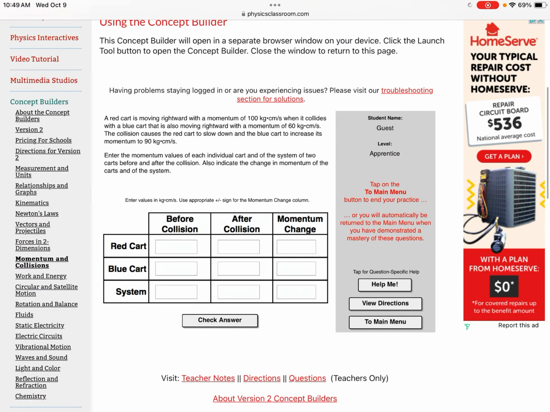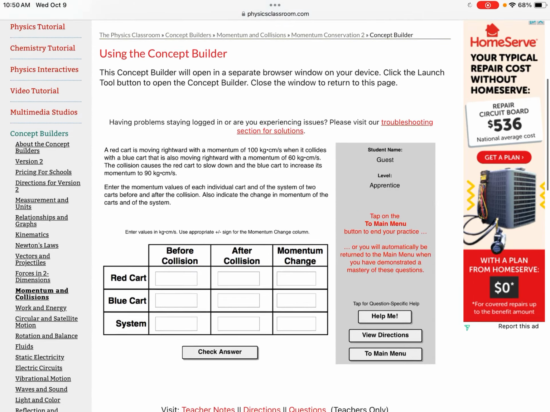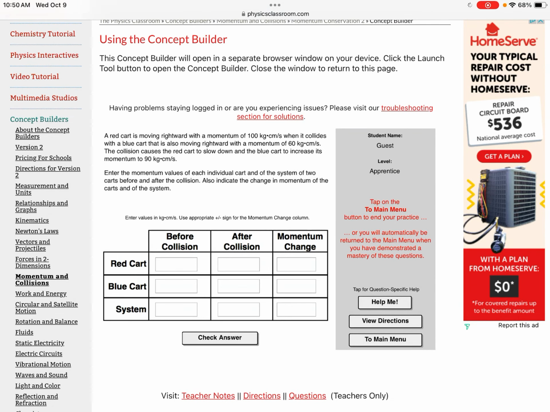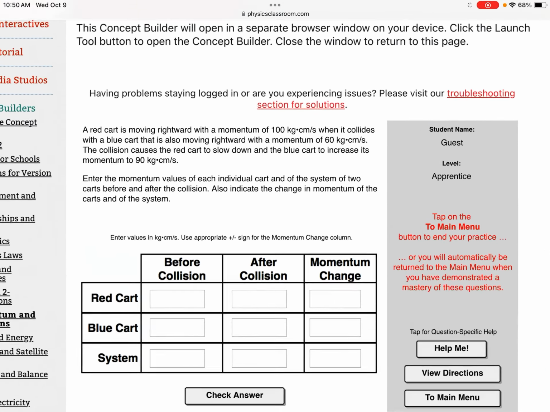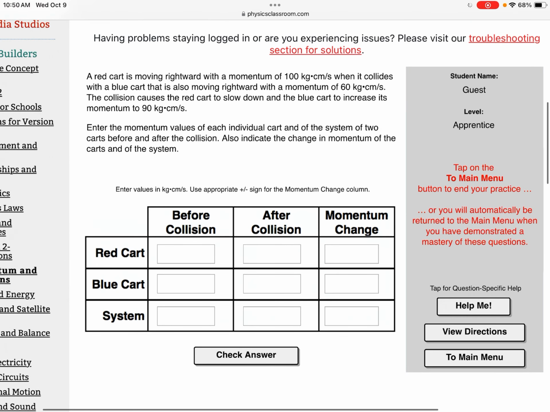You have to do all three levels. This is level 1, and you've got a couple of different questions. You've got this data chart here. You're going to have to fill in this data table with information that you have to read. And this is literally a reading assignment more than it is a science assignment or a math assignment.